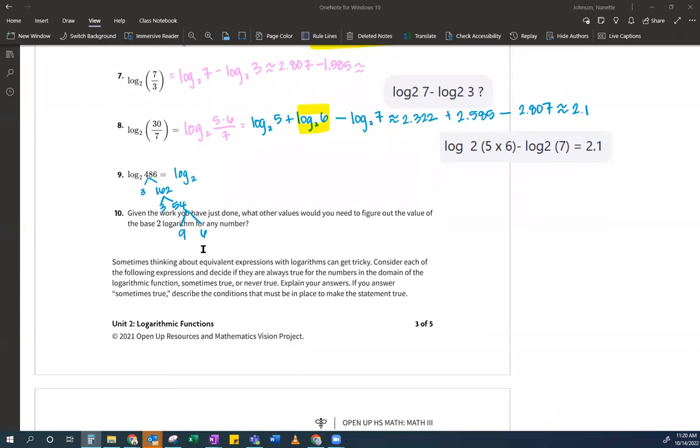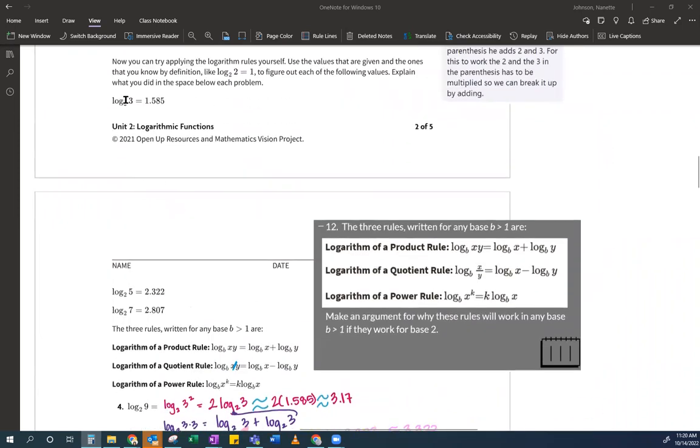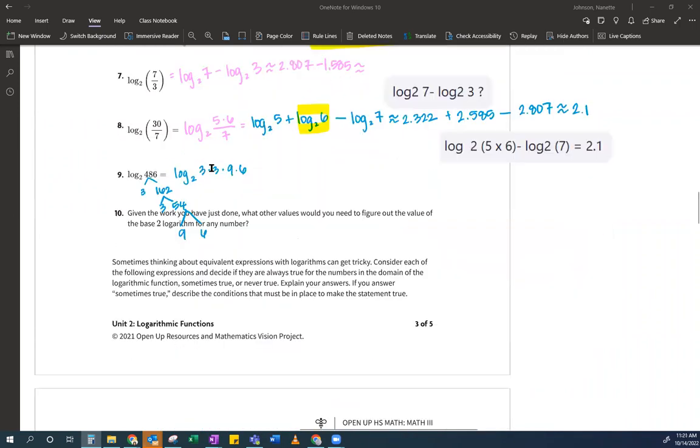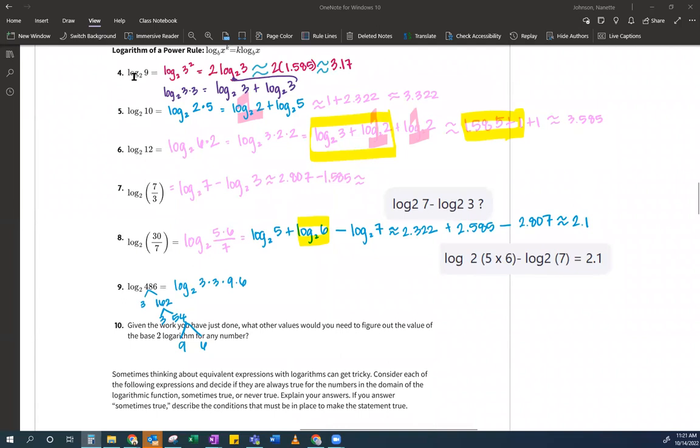If you've been paying attention with me, have we figured out log base 2 of 3? And you're like, yeah, Ms. Johnson, they gave it to us. Okay, good. Have you figured out log base 2 of 9? And you're like, yeah, that was the first one we did, Ms. Johnson. It's 3.17. And did you figure out log base 2 of 6? We actually did. It's right here. So I don't really need to do anything else. Does that make sense?